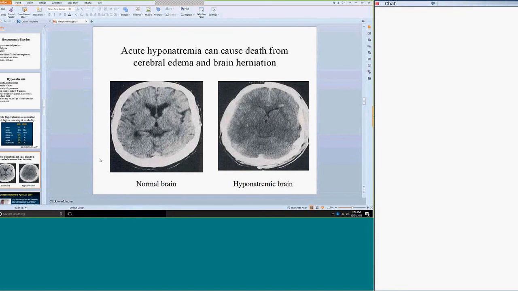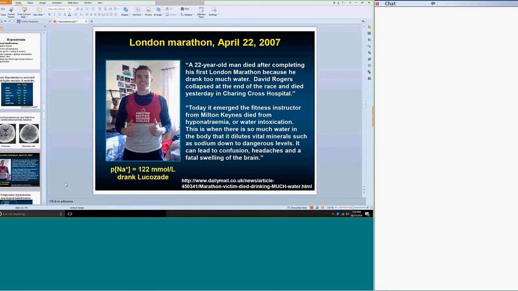Hyponatremia cause of death is usually cerebral edema, brain herniation. So a sudden hyponatremic brain looks like cerebral edema. This is an example of people dying of hyponatremia. A 22-year-old, this was news from the Daily Mail in the UK: a 20-year-old died after completing his first London marathon because of too much water.